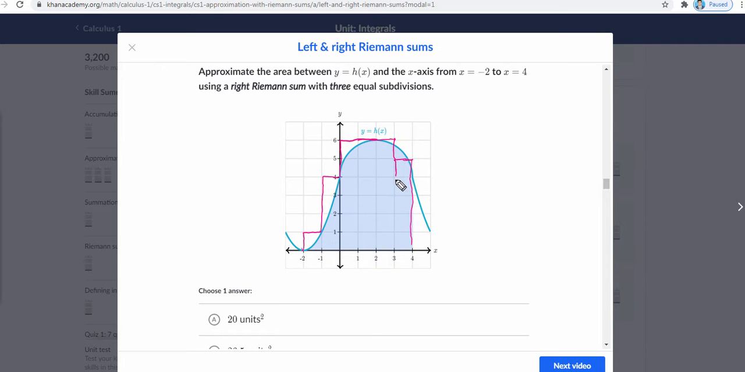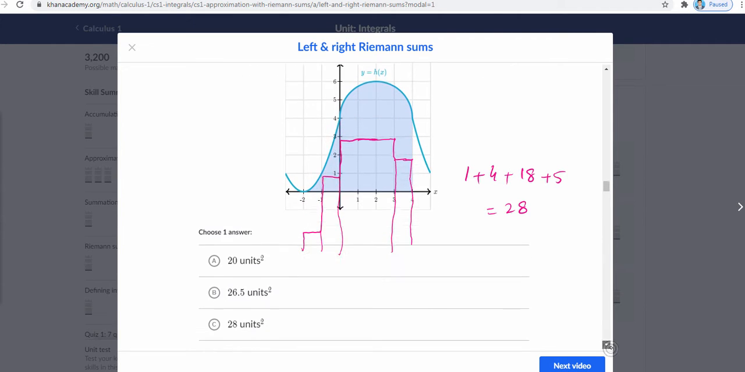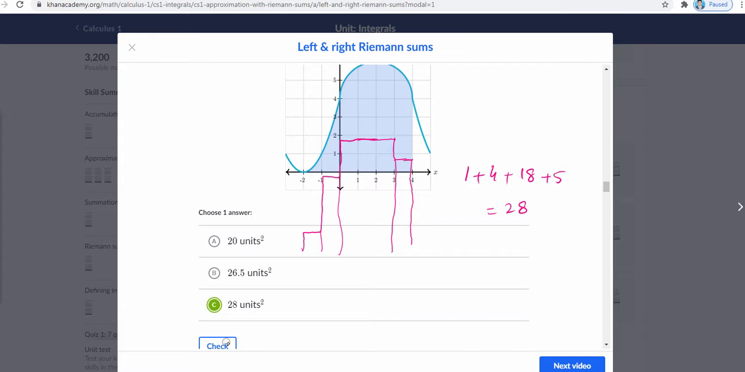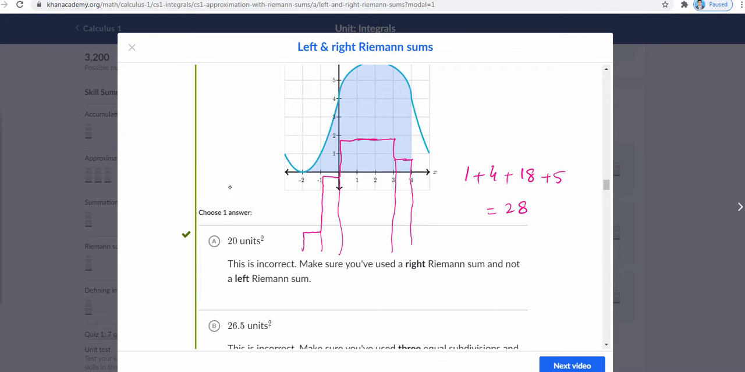Now I'll calculate the area of all of these divisions and add them up to get the total sum. The area for this rectangle is 1, plus the area for this rectangle is 4 times 1, that is 4, plus the area of this rectangle is 3 times 6, that is 18. The area for this rectangle is 5. So 1 plus 4 plus 18 plus 5 will be equal to 28. So 28 should be the answer. Let's click 28 and check, and it's correct. So this is how you can approximate the area under the graph by using the method of Riemann sums.